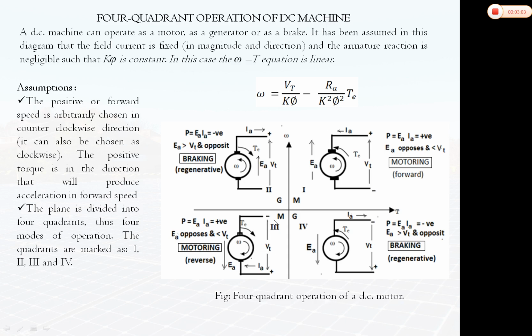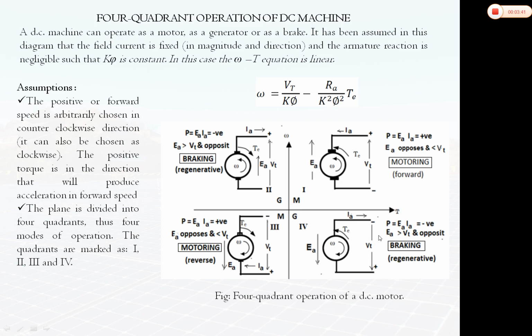Now the third mode. You can see in this quadrant torque is negative and speed is also negative. If we multiply these two, we get positive power. That means the motor is rotating in the reverse direction. Speed is in the clockwise direction, and motor torque is also in the clockwise direction. So the product of these two will be positive. That means it is taking power from the supply, but the motor is rotating in the reverse direction.